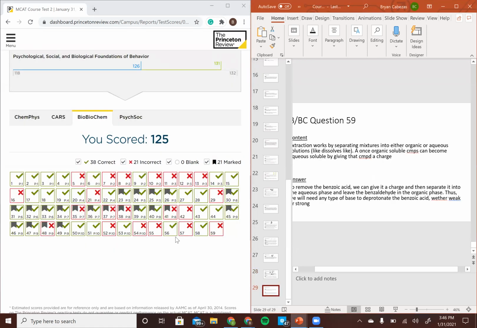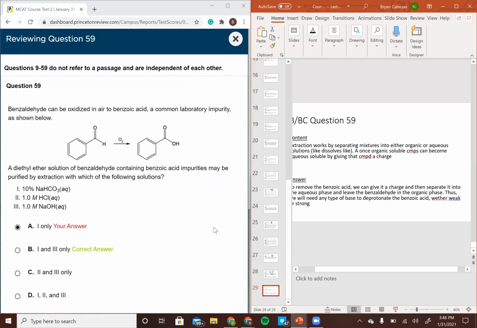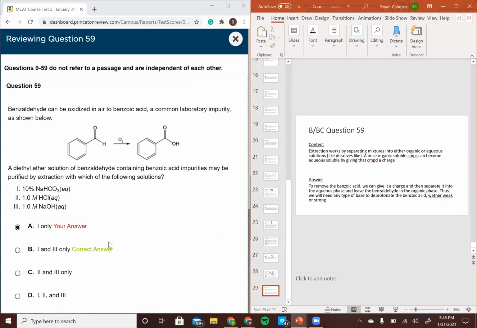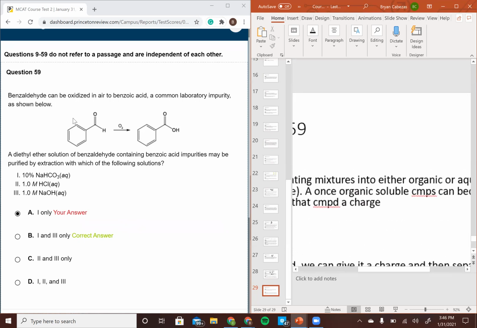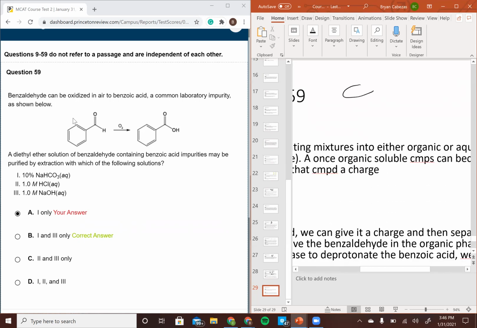Okay, last question, question 59. And you guys remember you have all these PowerPoints with you in the Sakai. Okay, so yes, we have a lab technique here. It's called extraction. Basically, what extraction is, it's the kind of removal of something from a mixture, right?